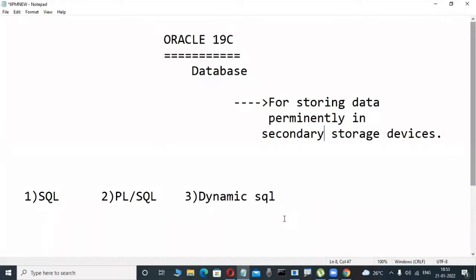ETL developers always need subqueries, joins, materialized views, indexes, partitions, some concepts. Analytical functions like rank, dense rank, lag and lead, some analytical functions only, some knowledge is required. And PL/SQL stored procedures.